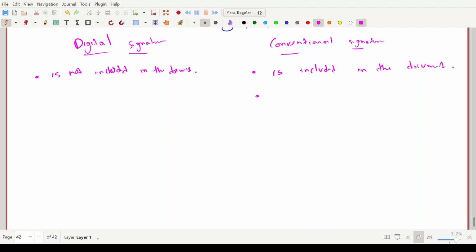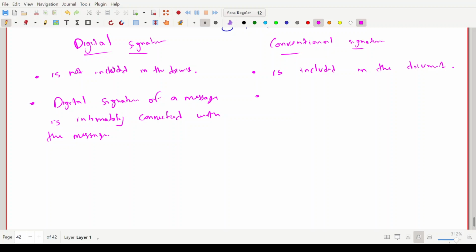See, the digital signature of a message is intimately connected with the message, and for a different message it is different, a one-to-one relation. Whereas a handwritten signature is not dependent on the message. The digital signature of a message is intimately connected with the message, and for different messages I will have different signatures.